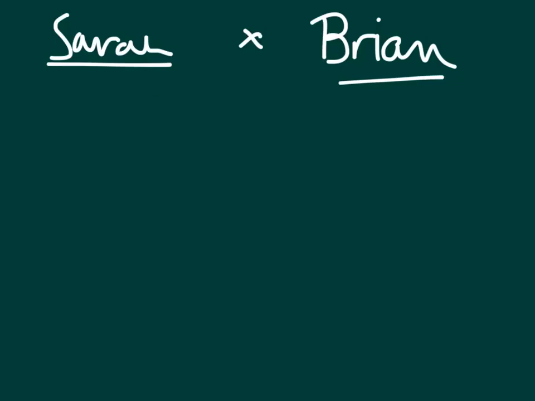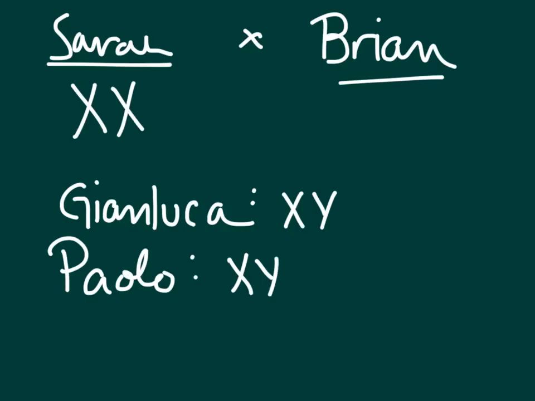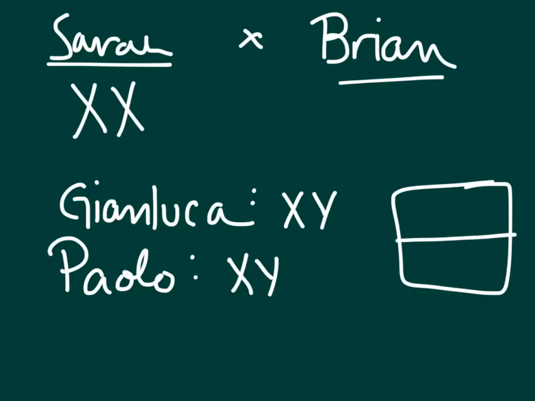So Sarah and Brian were married. And Sarah, per our previous discussion, girl, they have 2 little ones. Gianluca and Paolo. Gianluca is a little boy, and Paolo is a little boy. Looking at that, here's Sarah.